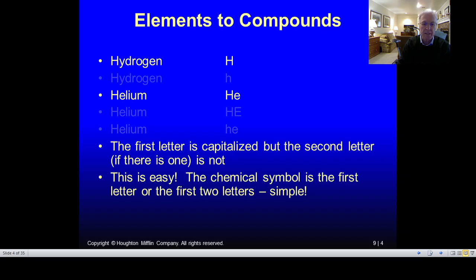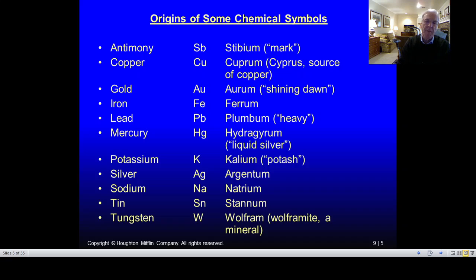Now, this is easy. The chemical symbol, which is the elemental formula for an element, is just the first letter or the first two letters of the element. Having said that, there are 11 elements where that doesn't seem to be the case, but it actually is if you know what language they were using when they first named this element. For example, the symbol for antimony is not A or An, it's Sb, from the Latin word stibium.